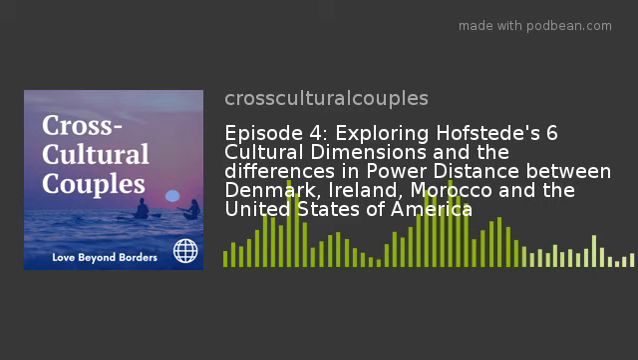So there's 6 different cultural dimensions, and the first one is power distance. The second one is individualism. The third is masculinity. The fourth is uncertainty avoidance. The fifth is long-term orientation. And the last one, the sixth one, is indulgence.